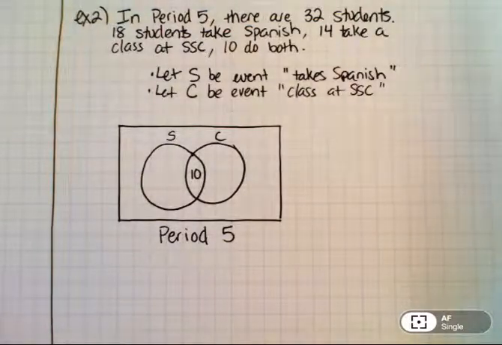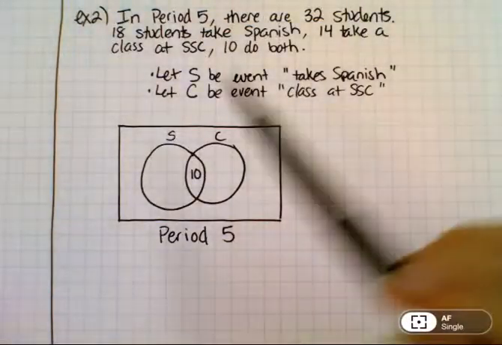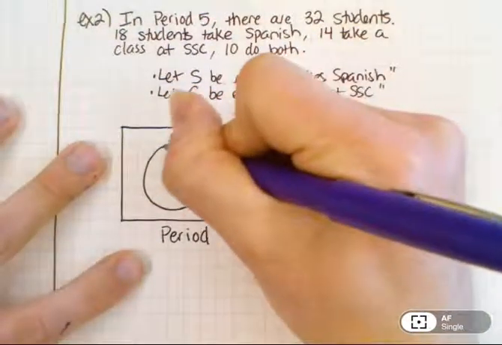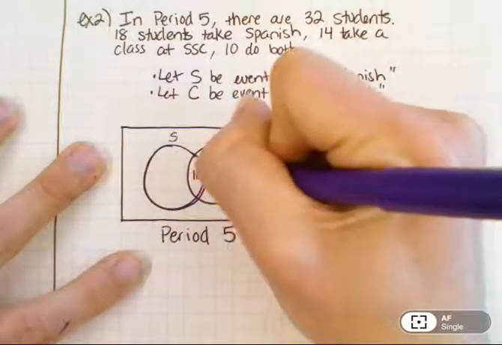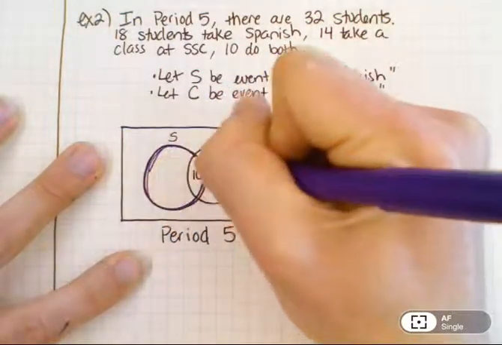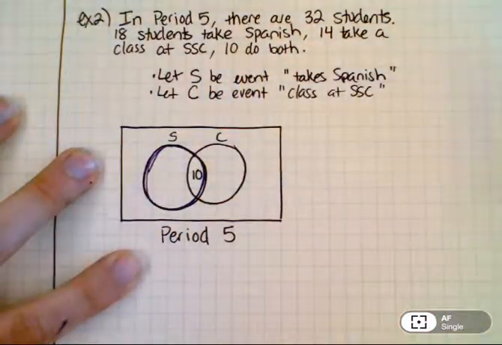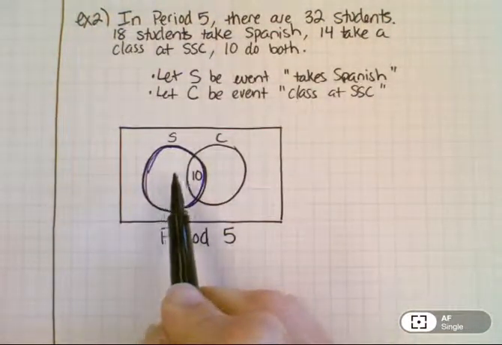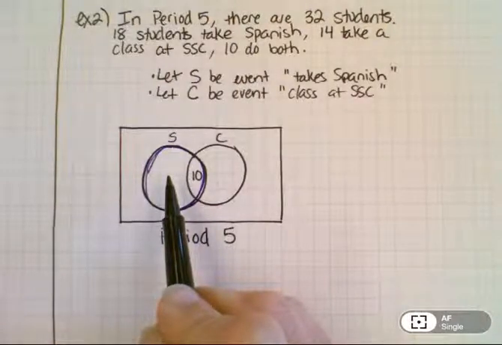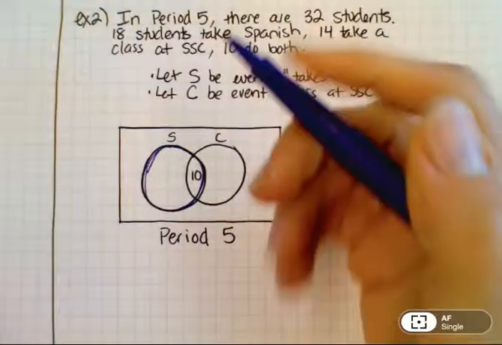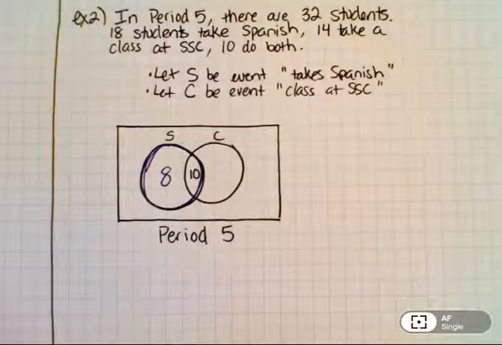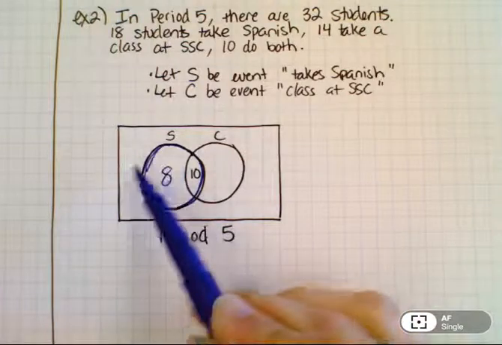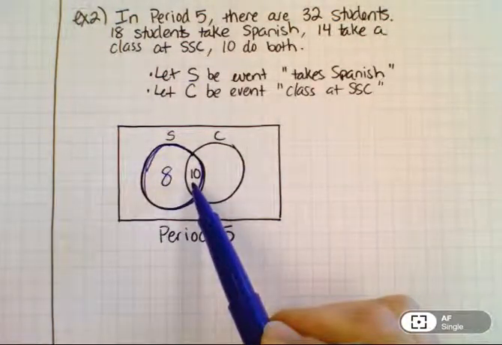Now, for the rest of this, I have to do a little bit of thinking because 18 students take Spanish, which means if I think about my Spanish bubble, I'm going to make it purple just so we can look at it on its own. If I look at the Spanish bubble, I can only have 18 students there. 10 of them are already here. So how many students go here is the question. And I hope you can figure out that it's 8. Okay, so this works because I've got 18 students in the Spanish circle, but 10 of those students do both.